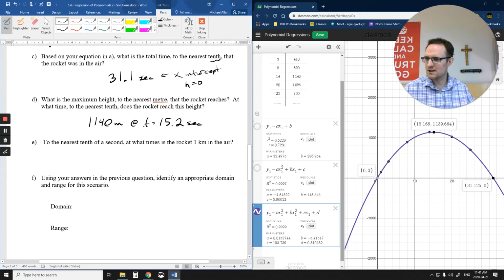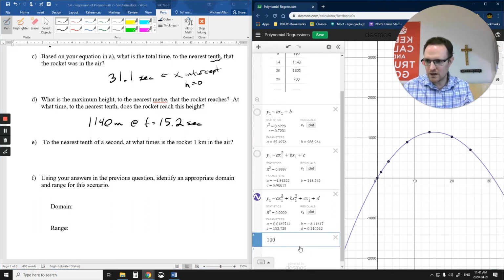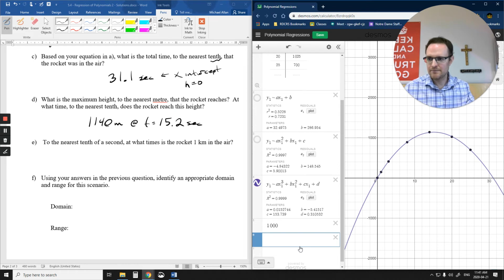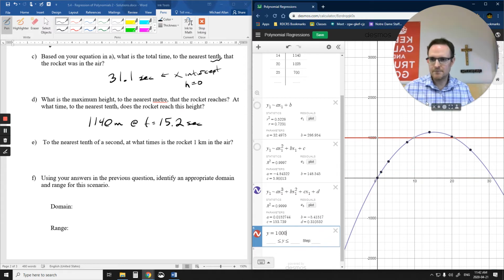Nearest 10th of a second, what time is the rocket 1 kilometer in the air? 1 kilometer is 1,000 meters. So I'm going to put a 1,000 meter line here. Oops, sorry, I'm going to put a y equal to 1,000. There you go. So what time is the rocket 1 kilometer in the air?